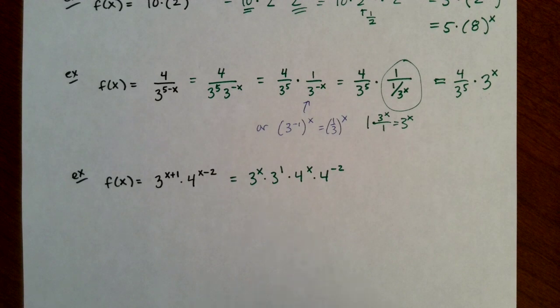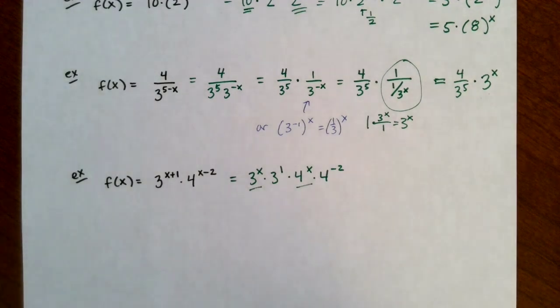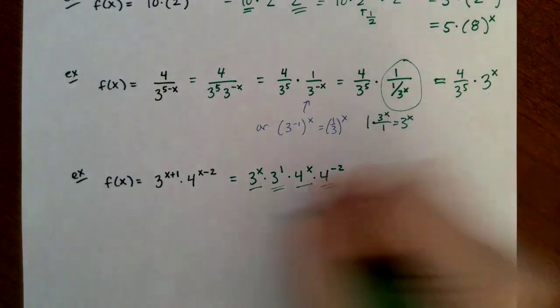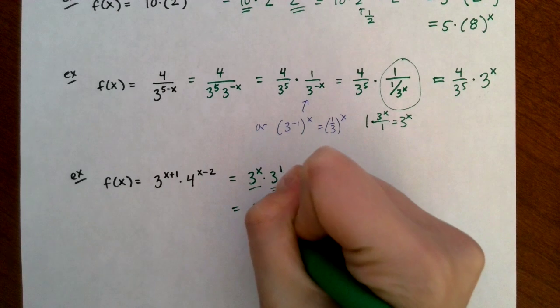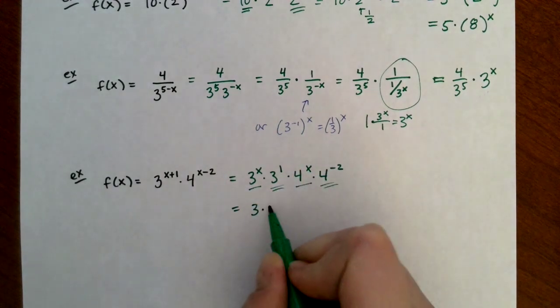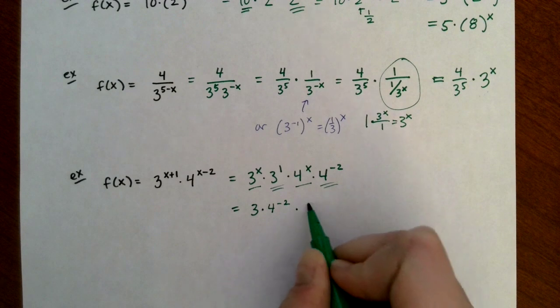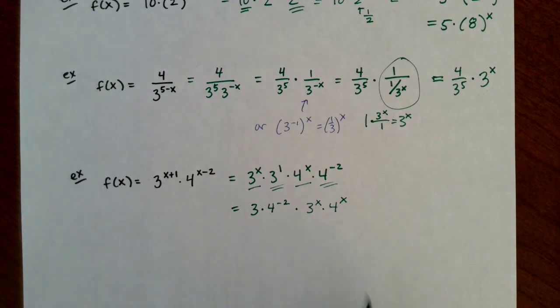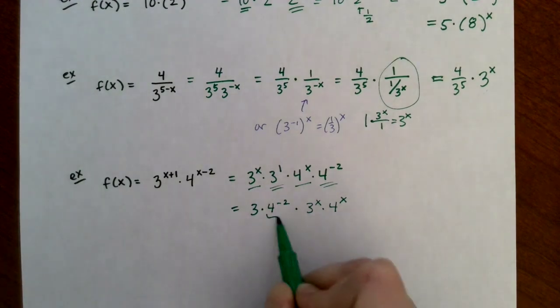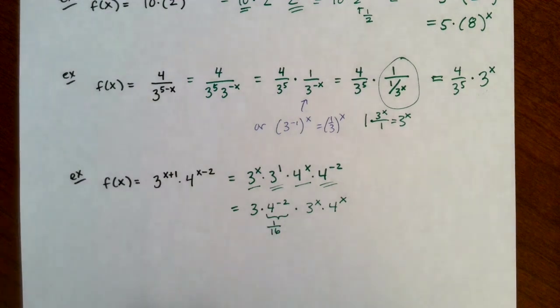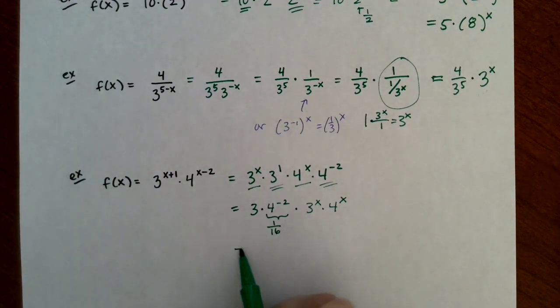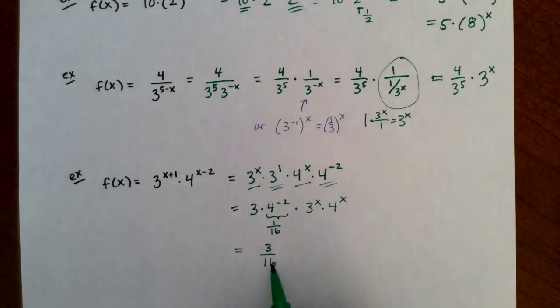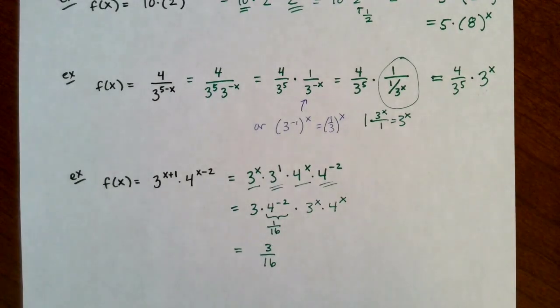Okay, so I want this 3 to the x and this 4 to the x to come together. And then the other stuff that doesn't have x's, I want them to get together as well. All right, so we'll do 3 to the 1, I'll just write as 3, times 4 to the negative 2. I'm just changing the order here so that they're next to what they're going to combine with. 4 to the negative 2 is 1 over 4 squared, so 1/16. So this constant at the end will be 3 over 16 to combine 3 times 1/16.